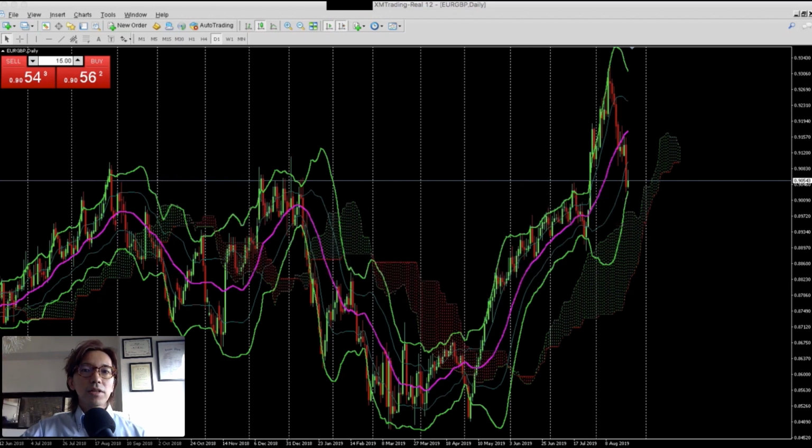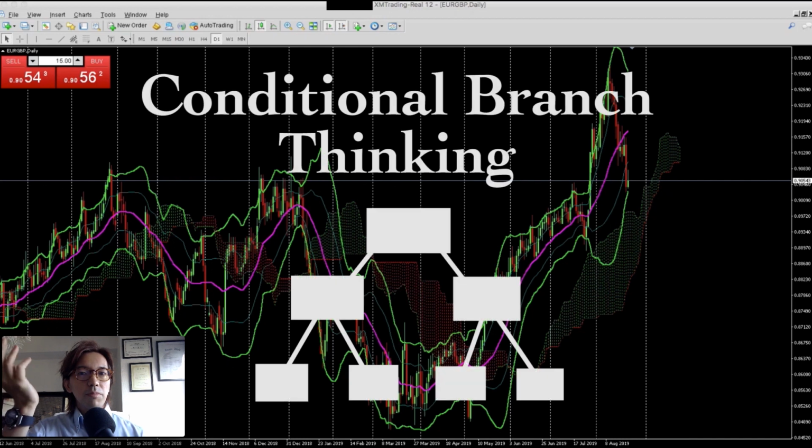right? But good traders always make profit over time because they have plans. And those plans are based on if questions. Like, if the price goes up, then I will do this. Or if the price goes down from here, I will do that. Things like that. It's called conditional branch thinking.